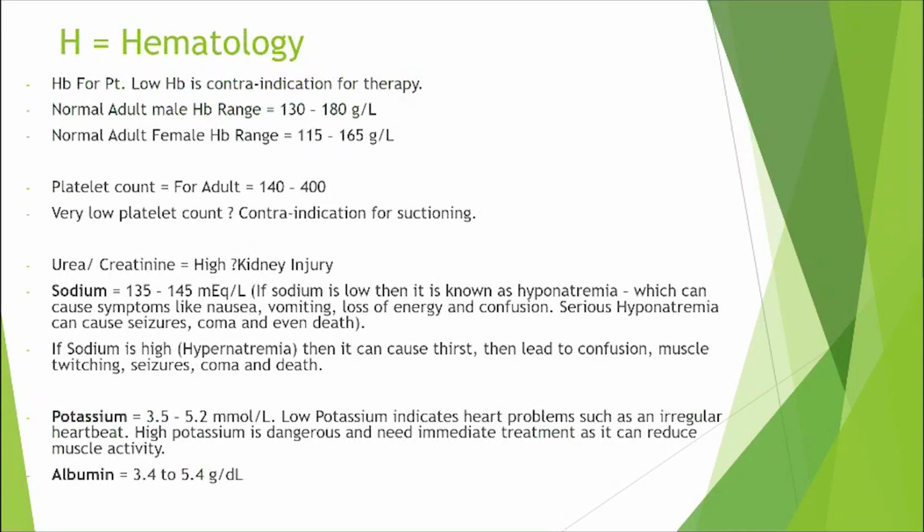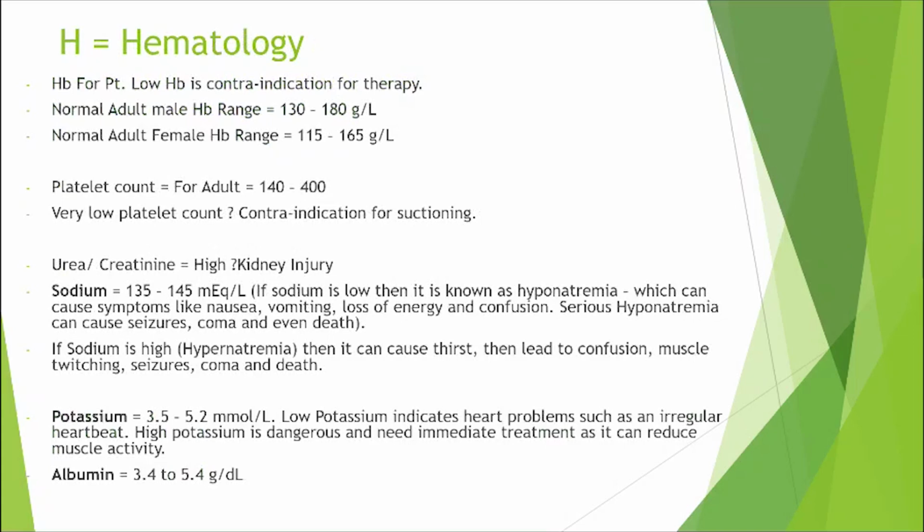Platelet count for a normal adult is 140 to 400, but if it's very low, there are some contraindications. For example, we need to check if we can do suctioning or not, as suctioning can cause micro trauma, and if platelets are already low, there will be an issue with clotting of the blood. So it's better to consider medical advice if the platelet count is too low, and to weigh the benefits and harms of suctioning. That's important.